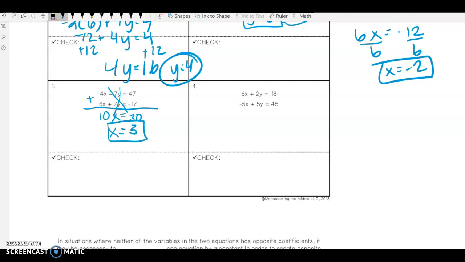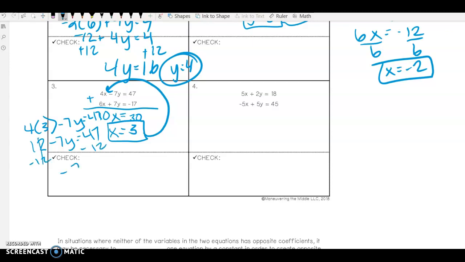I then am going to take that number and plug it in for x in one of the equations. So I'll get 4 times 3 minus 7y equals 47. So I'll get 12 minus 7y equals 47. I'll subtract 12 on both sides. I get negative 7y equals 35. So y has to be negative 5. My ordered pair, 3, negative 5.